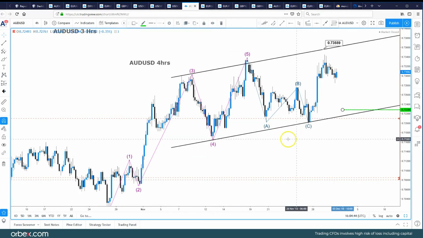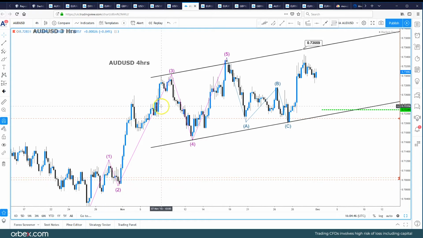Aussie dollar, impulse wave formation to the upside, so 5-wave pattern. We then saw an ABCD formation to the downside. We did get long at 72 the figure, so we've seen quite a decent move higher.